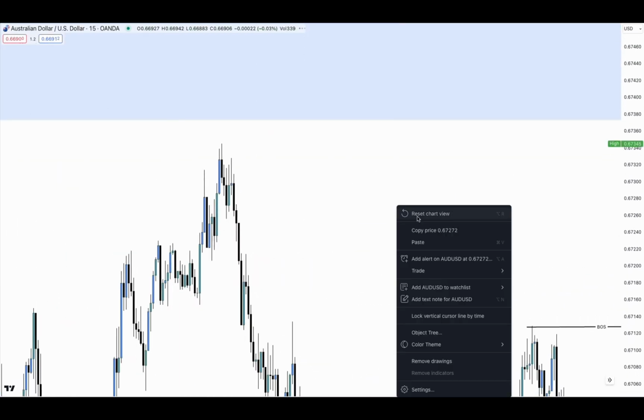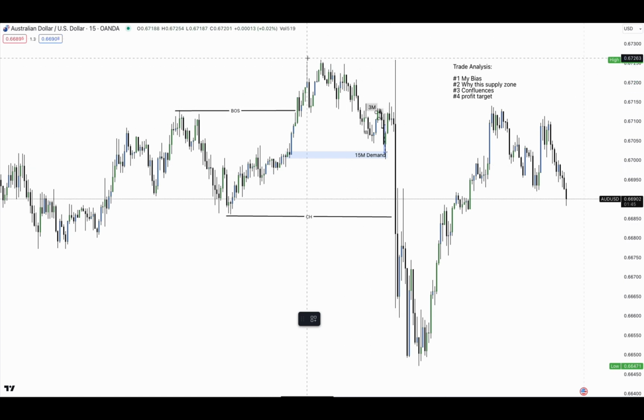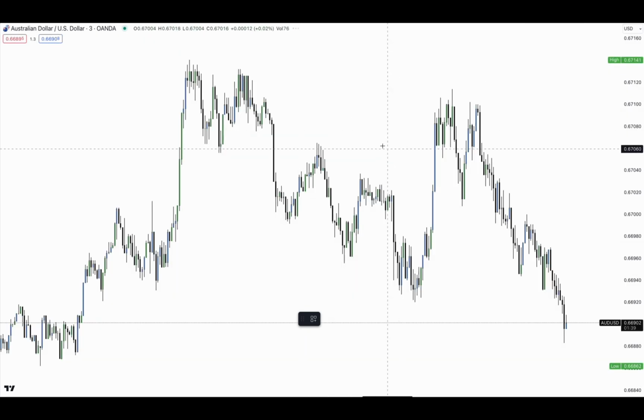But yeah, just to recap, identifying bias, right? The bias was identified because we saw this change in order flow, because we're waiting for a retracement, right? We have our bias, it's shorts. Now, why this supply zone? Because we had a break of structure.